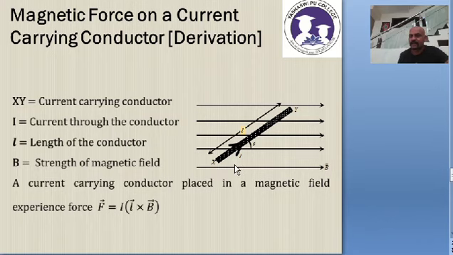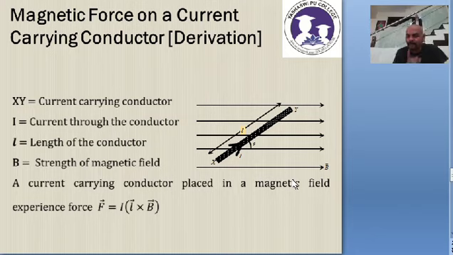It is carrying the current I, and the length of the conductor is L. It is making an angle theta with the external magnetic field. So this is the introduction for this one. Remember very clearly, XY is a conductor kept in a uniform magnetic field at an angle theta. XY carries a current I, it is of length L.